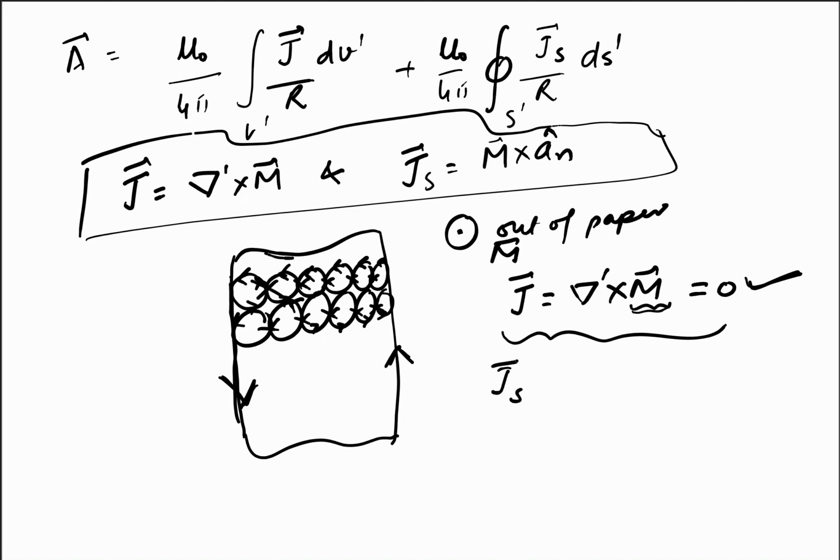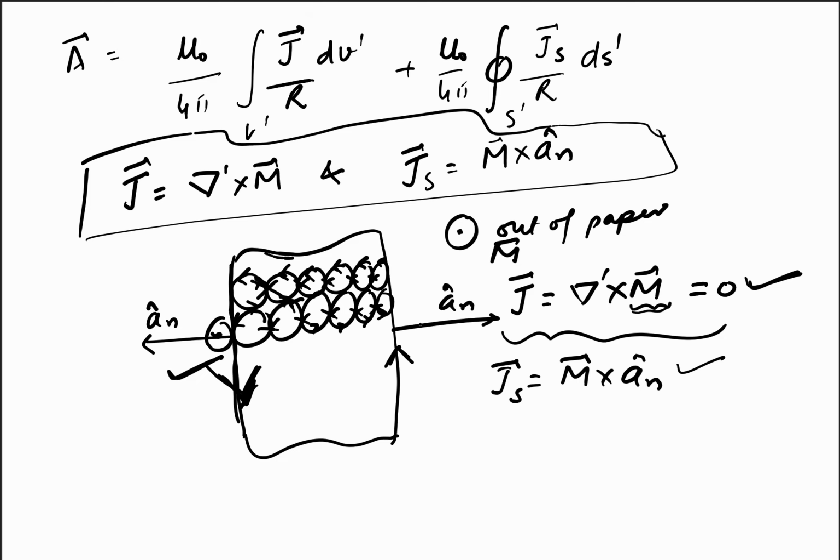So the surface current density is given as M cross an. Now for this curved surface area, an will be in this direction. This is an and M is in this direction. So you see M cross an will be in this direction. So again we got the correct sign by physical intuition. Similarly for this side, an will be in this direction and M is in this direction, so M cross an will be in this direction only. So again on this side also we have got the current direction correctly.